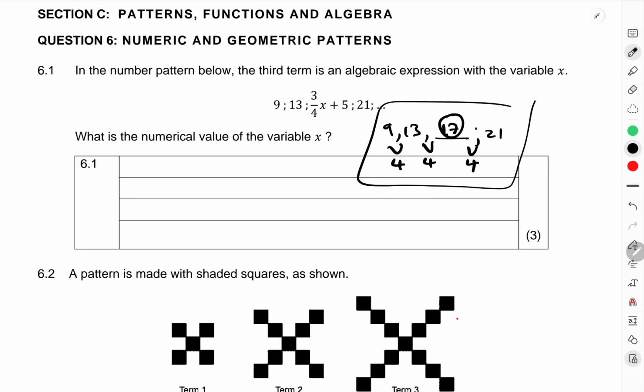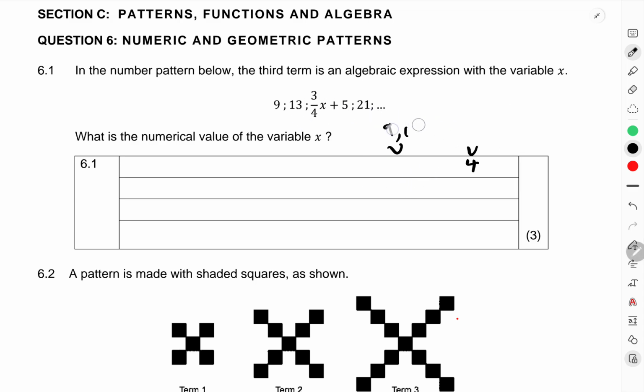Therefore, I can conclude that this pattern is an arithmetic pattern, which has the same difference throughout. Therefore, here I'm going to say that whatever is here, which is 3 divided by 4x plus 5, should actually be 17. Therefore, I have to say 3 divided by 4 multiplied by x plus 5 should be equal to 17, because it is position number 3, and in position number 3, I was supposed to have 17, meaning now I can find the value of x.